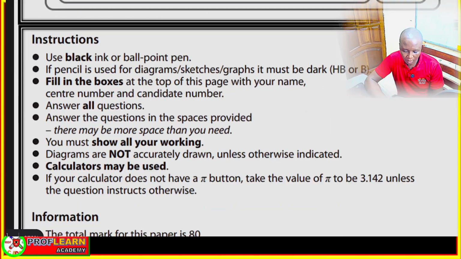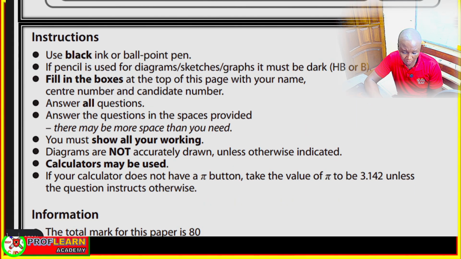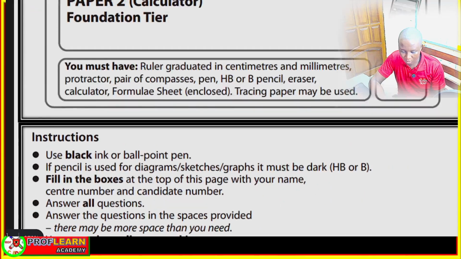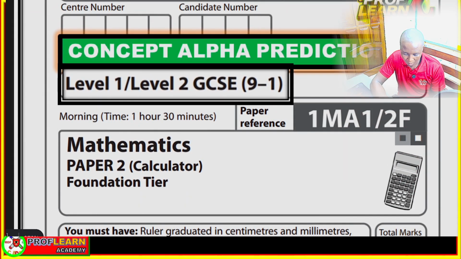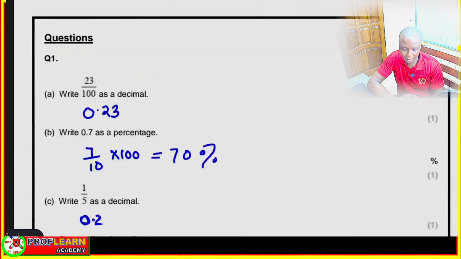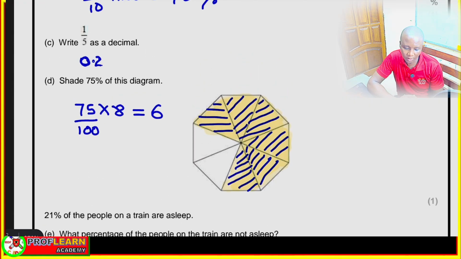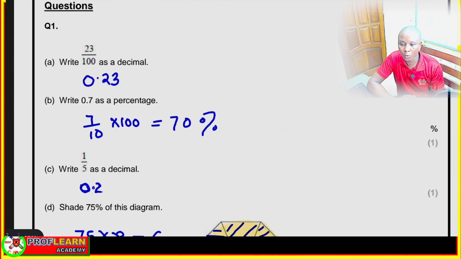Now we're going to look at what the paper entails. Something that you need to remember: this paper is 80 marks. As you can see here, the paper is out of 80, and it is going to take you 1 hour 30 minutes. So we are going to see what the main topics are, the questions that have been asked in previous years, so that you'll be able to see how you can prepare. Now, we are going to begin with question 1.